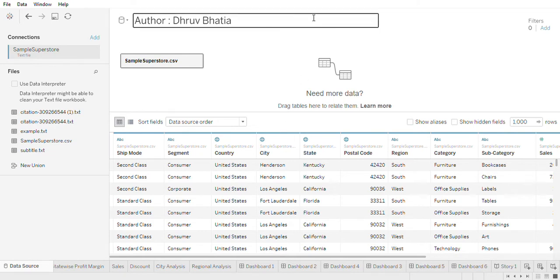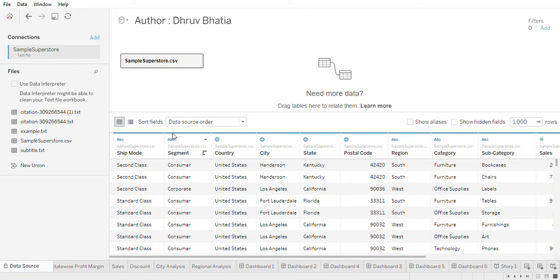So this is my third task, which is exploratory data analysis using sample superstore data. The main objective of this task is to find the weak points in a superstore and find where the superstore is performing.